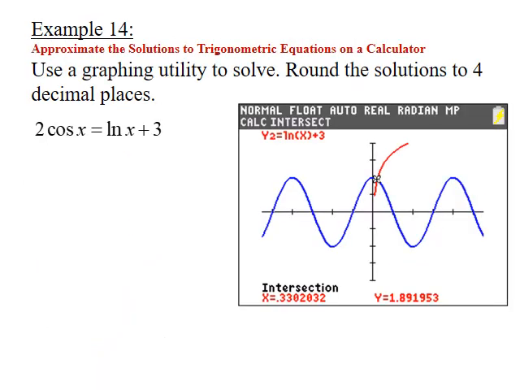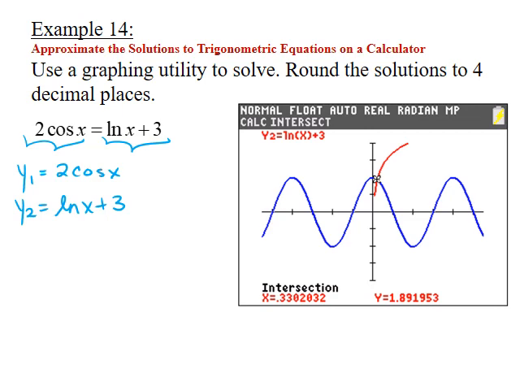In this example, we want to use a graphing utility to solve, because if you look at this equation, we have 2 cosine of x is equal to the natural log of x plus 3. That's pretty complicated to solve analytically. So what we're going to do is graph the first function in y1, and in y2, we will graph the second function. And remember, we are looking to find where these 2 lines intersect, and that will be the solution.